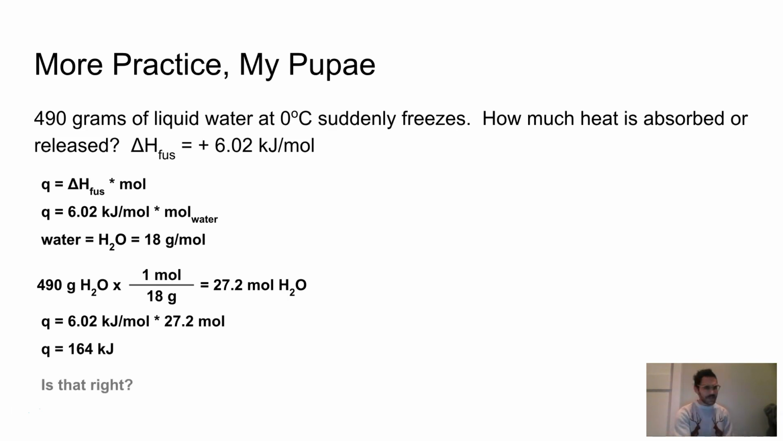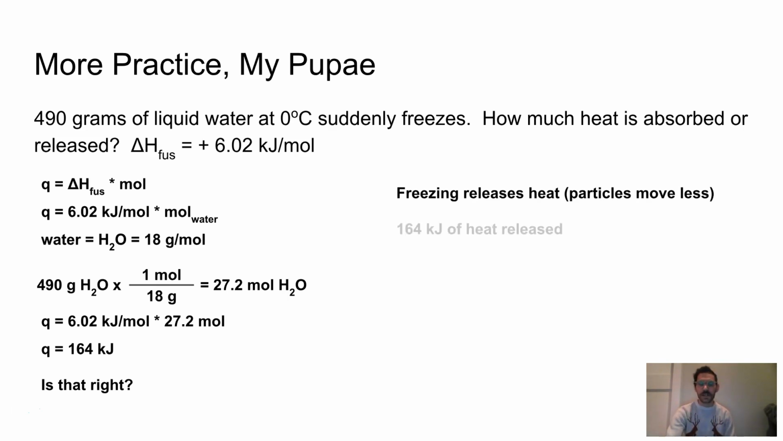Are we done though? Is that number correct? Let's think about that. Is 164 kilojoules for Q correct? Well, we said that if it's freezing, it's going to release heat because the particles are moving less. So if we're releasing 164 kilojoules of energy, that should be a negative Q value. Q is negative when we are releasing heat. This sample is releasing heat, and therefore it has to have a negative Q value.